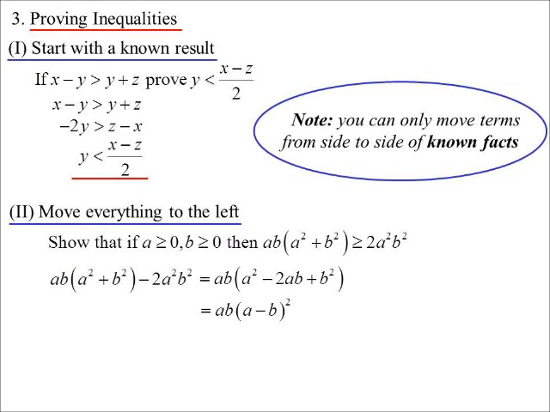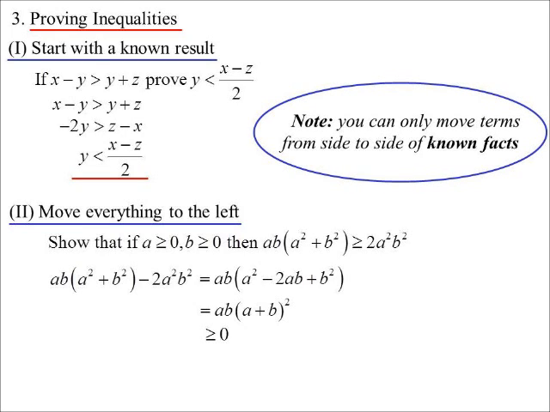Well, that's (a minus b) squared. So a is positive, they told me that. b is positive, they told me that. (a minus b) squared, that's got to be positive. So yes, I now know with 100% certainty that this expression is always greater than or equal to 0. Now that I know that this is true, I can move the 2a squared b squared to the other side. Therefore, that must be true.